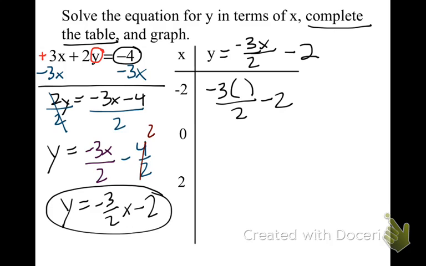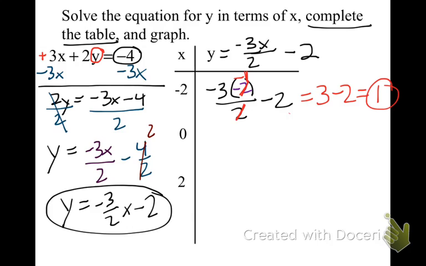What's the first value I'm going to plug in? Remember, these are all my x values. I have to plug each of them in here. My first value is negative 2. When I take a look, I'm multiplying, so technically I can cancel out this 2 with that 2. Remember, it's a negative, so it leaves me with a negative 1. What's a negative 3 times a negative 1? It's going to give me a positive 3. Don't forget, I'm subtracting 2. Minus 2 gives me 1. So I got my first y value.